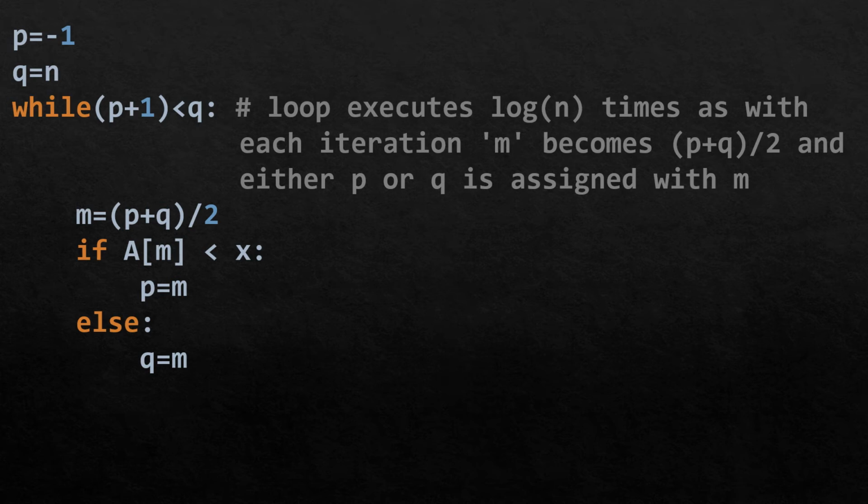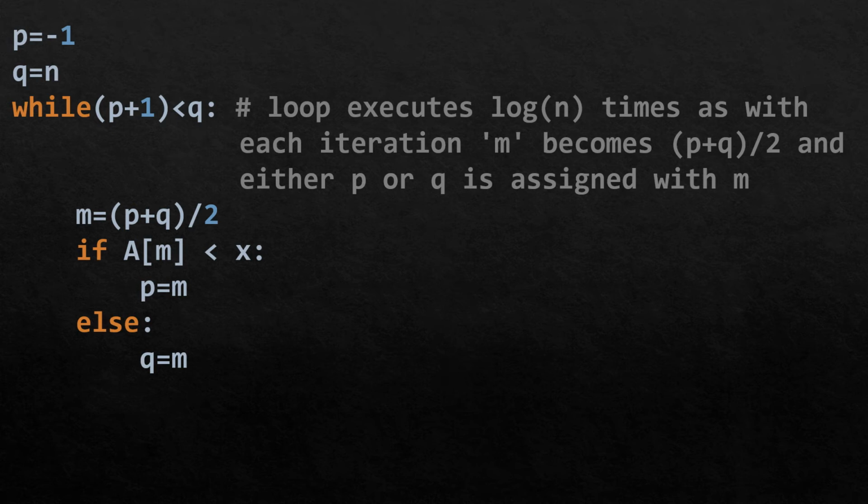So here you can see the first value of p is minus 1, but the subsequent value of p is p is equal to m, or q is equal to m, depending on the condition. m is what? m is p plus q by 2. That means p is minus 1, let's say q is n. That means the first value minus 1, the last value, whatever is the value of n, divided by 2. So here you can notice one thing. The loop gets executed for log n number of times, as with each iteration, the m value becomes p plus q by 2, and that m value is assigned to either p or q.